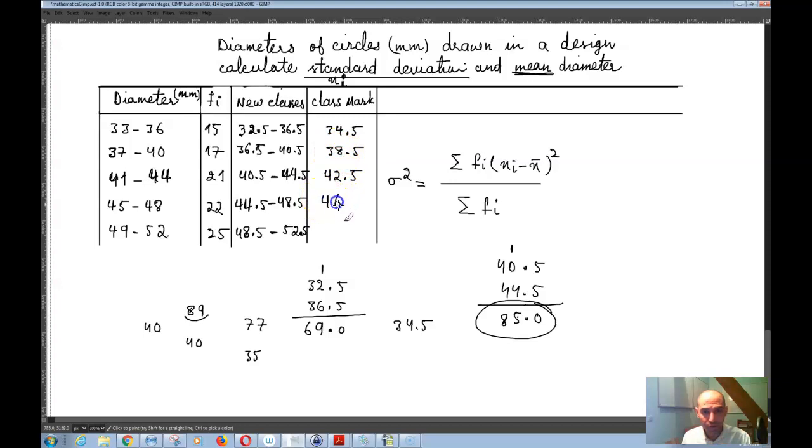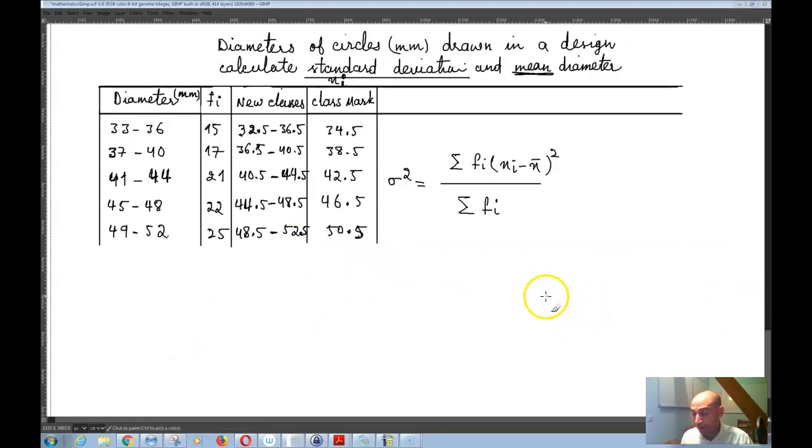So that's 46.5, and that would be 50.5. Let's see if you have done this right. For example, 48.5 plus 52.5 is 101, that's 50.5, so everything is so far correct.